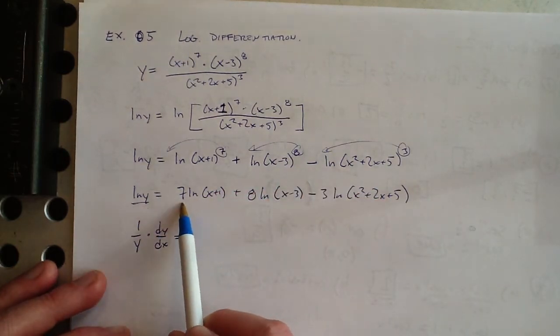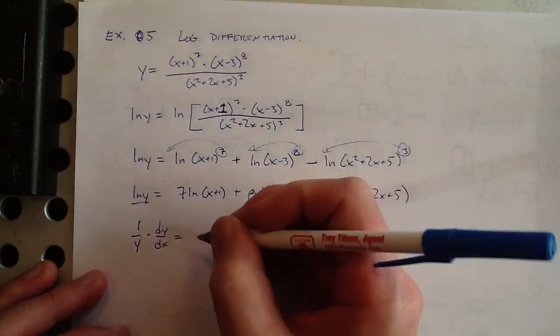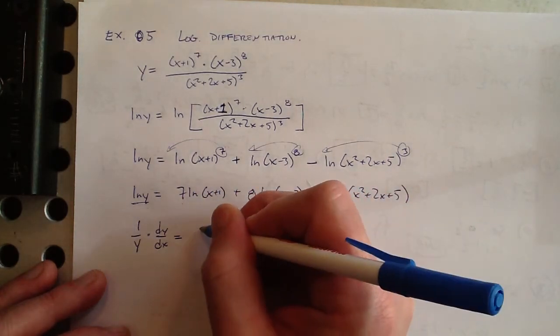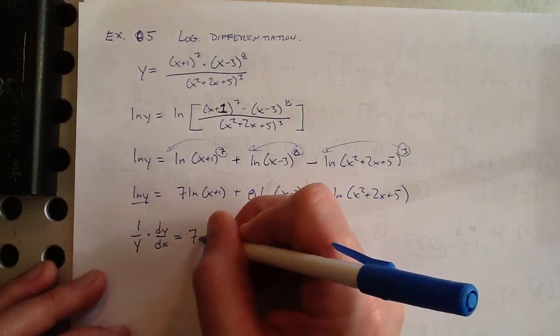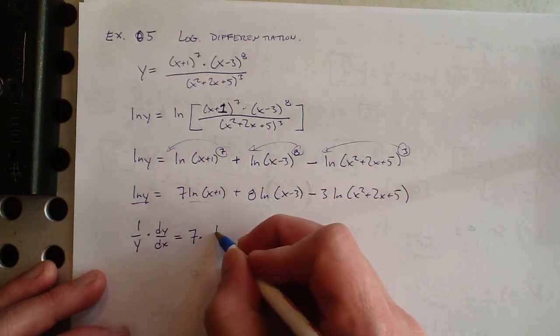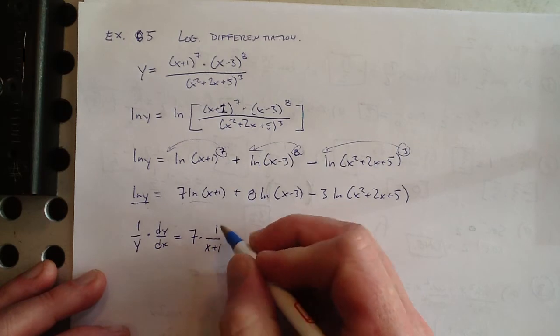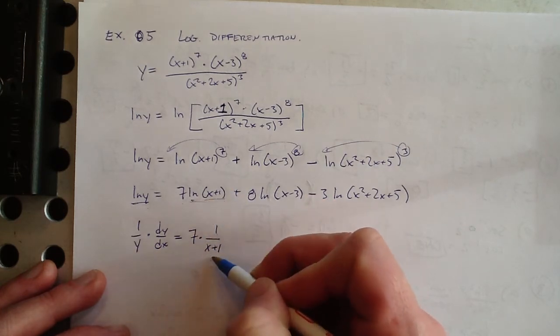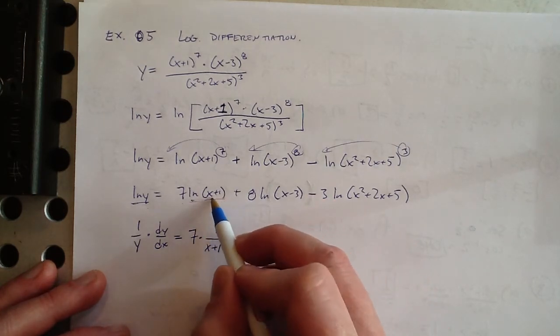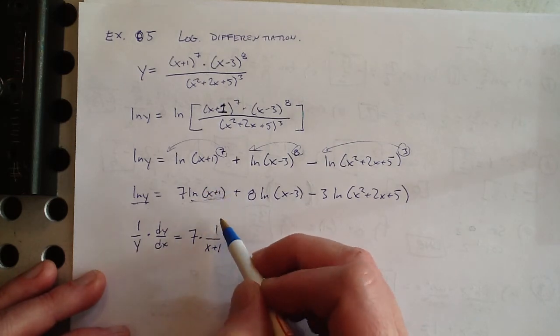What's the derivative of 7 times the natural log of x plus 1? It would be 7, that constant, times 1 over x plus 1, right? Derivative of natural log of anything is 1 over that thing. It may be chain rule times the derivative of what's inside, but the derivative of what's inside is just 1.